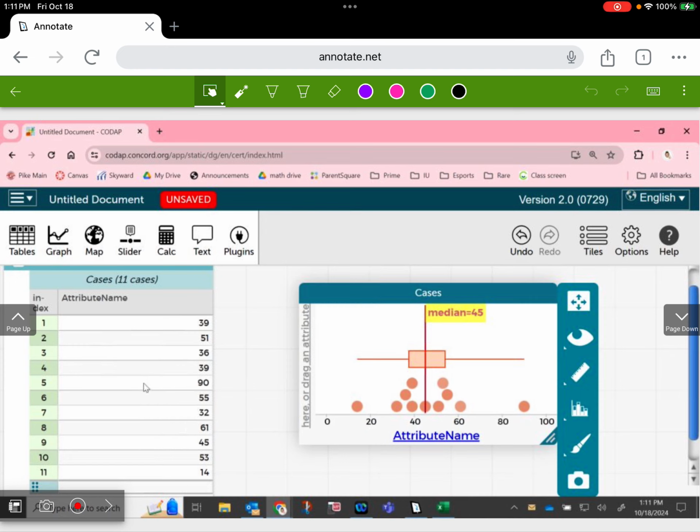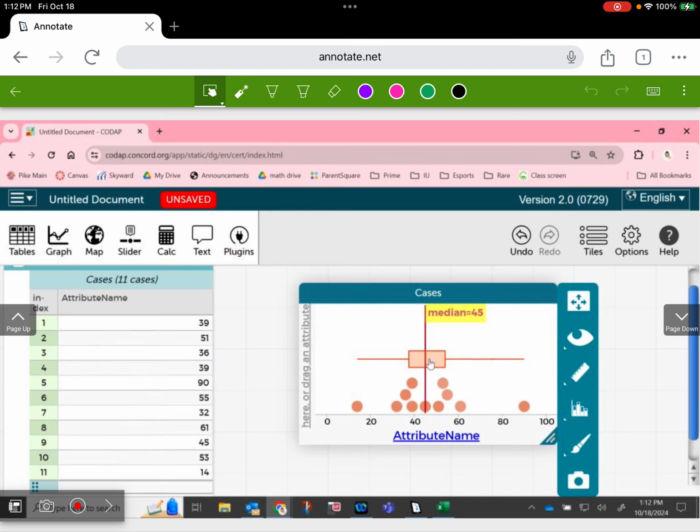Oh, I have too many data points. You have 60. How do I have 11 data points? 39, 51, 36, 39, 90, 55, 32, 61, 45, 53, 14. How am I missing any? I'm not missing any of them. Why are my values different?